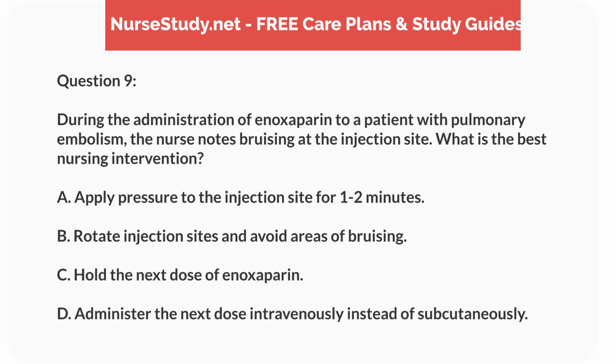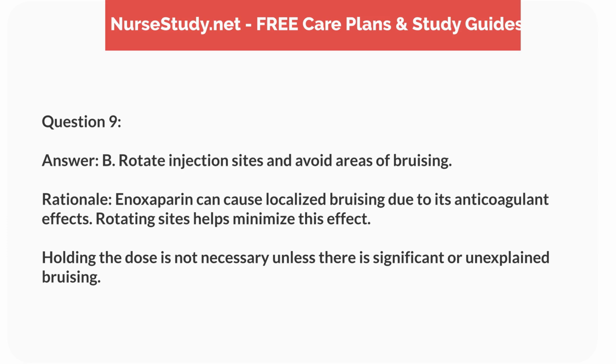Question 9. During the administration of enoxaparin to a patient with pulmonary embolism, the nurse notes bruising at the injection site. What is the best nursing intervention? A. Apply pressure to the injection site for 1 to 2 minutes. B. Rotate injection sites and avoid areas of bruising. C. Hold the next dose of enoxaparin. D. Administer the next dose intravenously instead of subcutaneously. Answer: B. Rotate injection sites and avoid areas of bruising.